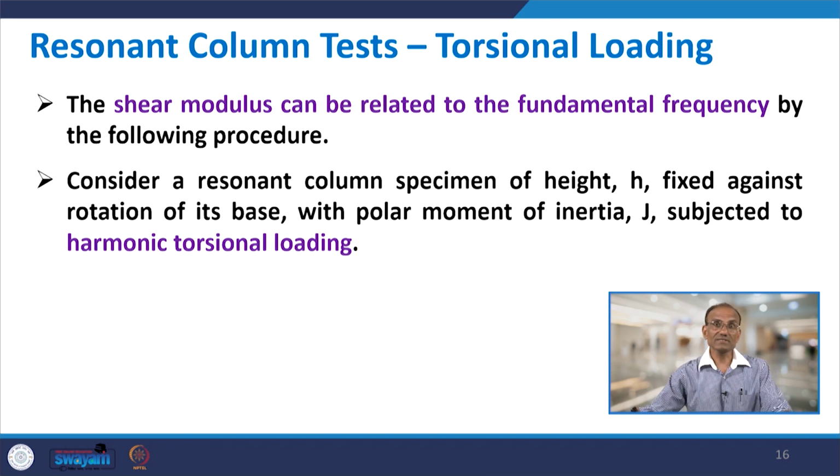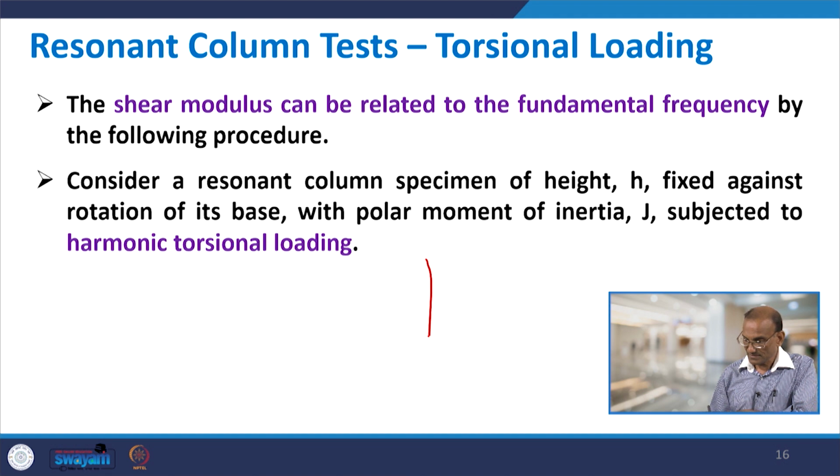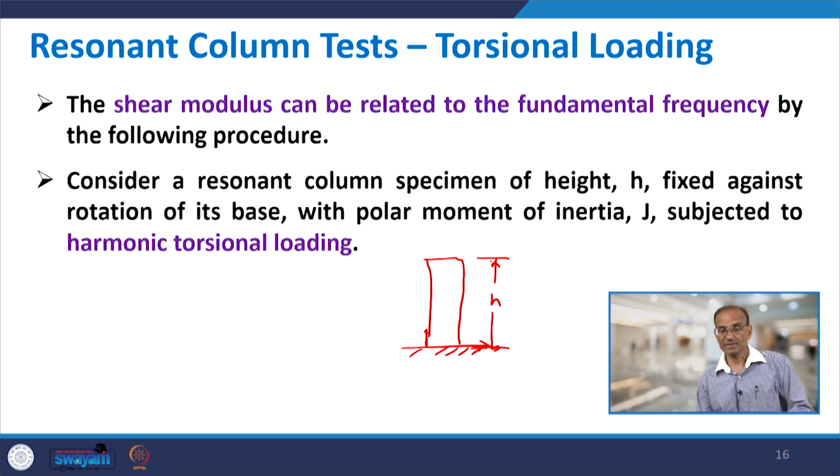Consider a resonant column specimen of height h, which is fixed against rotation at its base, with polar moment of inertia J. So, what you have here is a specimen that looks like this, fixed at the base, and its height is h. The specimen's polar moment of inertia J is known, and it is subjected to torsional loading, where when you apply the torsional loading, you move it like this.